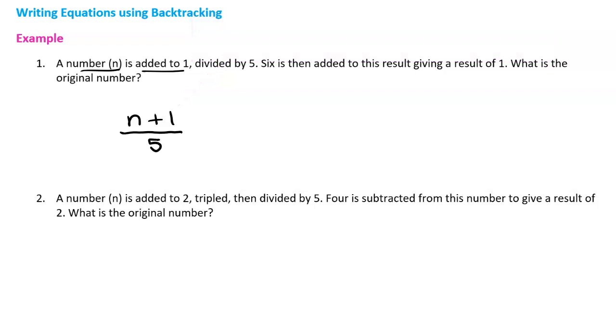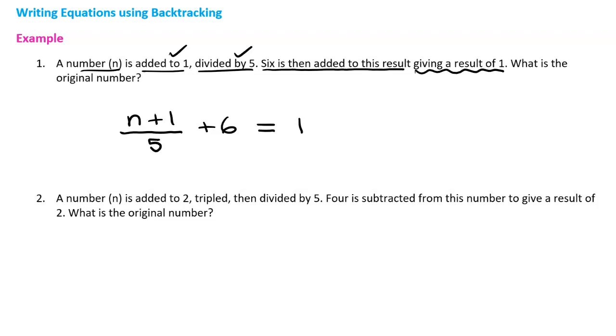Remember, division signs are just fractions in disguise. So I always prefer we write that as a fraction. So we've added 1 and we divided by 5. We're then told that 6 is then added to this result. Okay, plus 6, and it gives a result of 1. So when we take this number, add 1, divide the whole thing by 5 and add 6, the result, that must mean this must equal 1. Now, for this, we're only writing the equations. We're not actually finding out what that number is. Don't worry, we're going to do plenty of those later on. So let's do the next question.